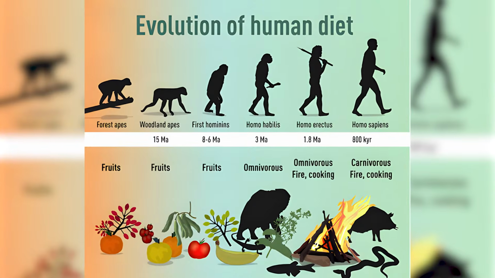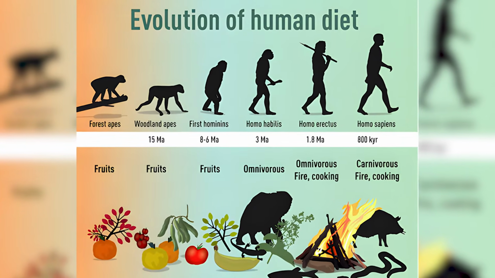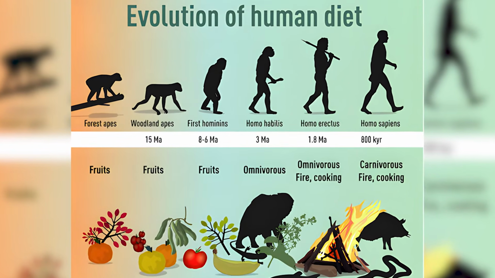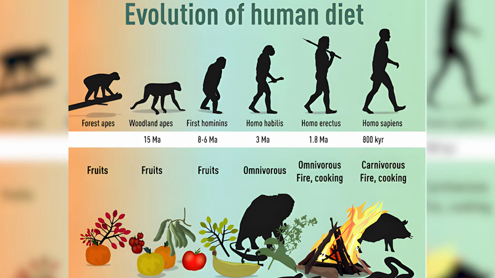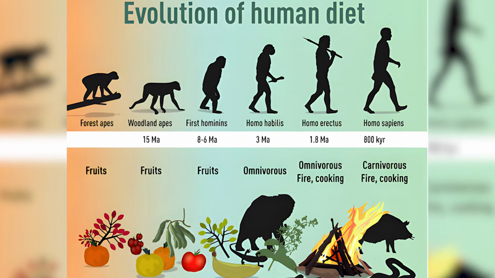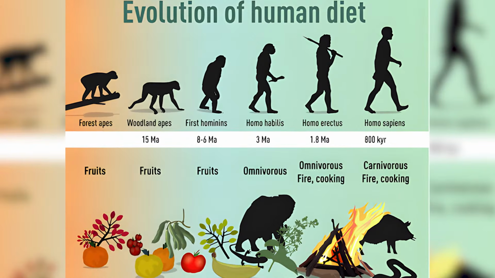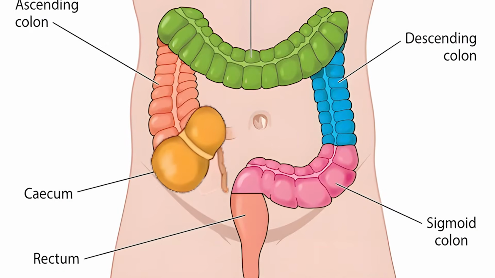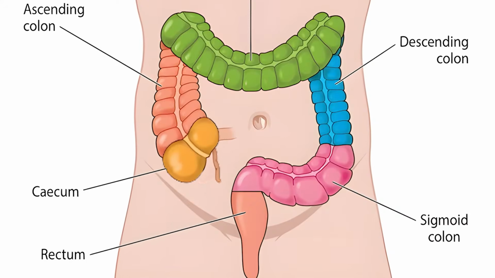But as humans evolved, we started cooking food and eating more meat, fruits, and processed grains. These foods are easier to digest, so our digestive system didn't need such a big cecum anymore. Over time, the cecum shrank, and the appendix became smaller too.